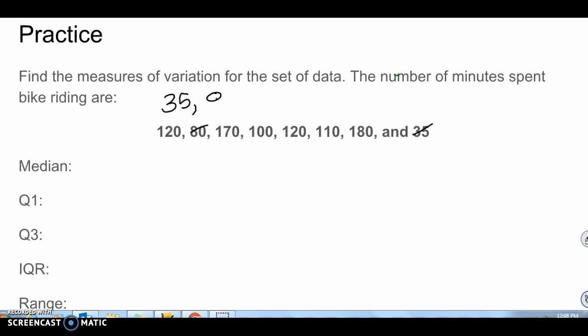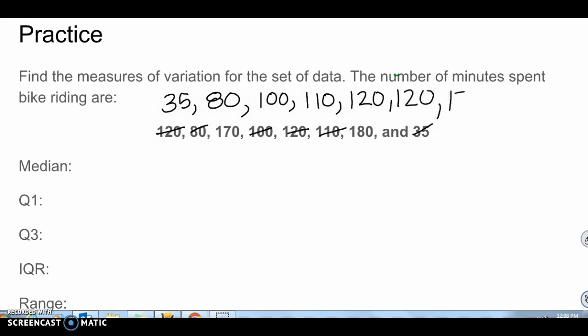Then we have 80, 100, 110. We have 2 120s, 170, and 180. To find our median, we're going to find our middle number. We have an even set of data, so we're going to find our 2 middle numbers, which are 110 and 120.